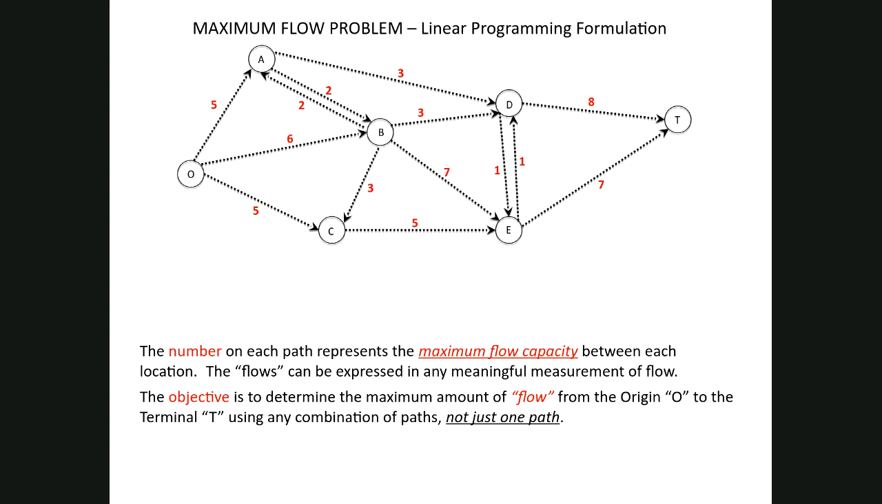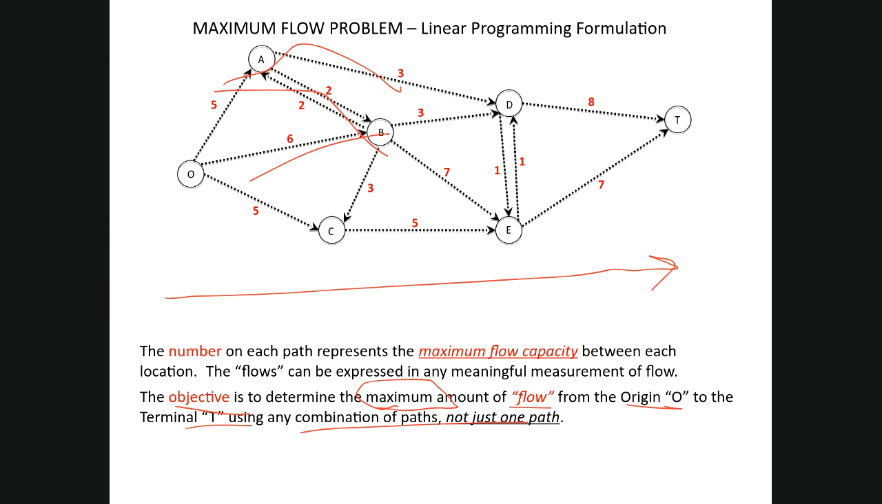The last thing I want to talk about is that the objective we have is different. The objective is to determine the maximum flow from the origin to the terminal using any combination of paths. So we want to push, if you will, as much water through this network using any of these possible paths, as much water as possible from our origin, our reservoir, to our terminal. Okay, so hopefully that sets the stage for what we're going to do.